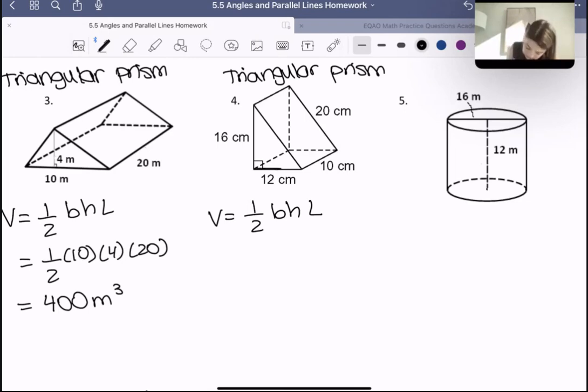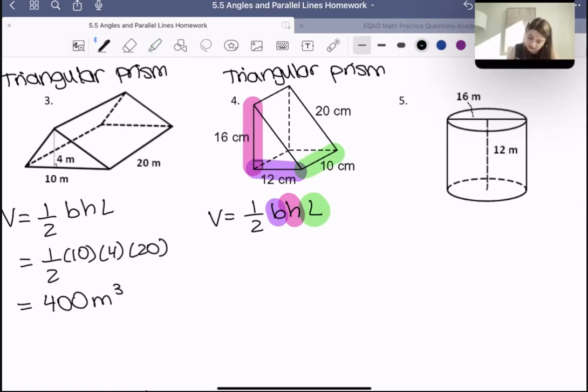And we can see that the base of the triangle is 12, right? So I'm going to highlight 12 in purple. That's our base of our triangle. The height of our triangle is 16. So there's our height. And then what's the length? The length is this one, right? The length is this one, this 10 centimeters.